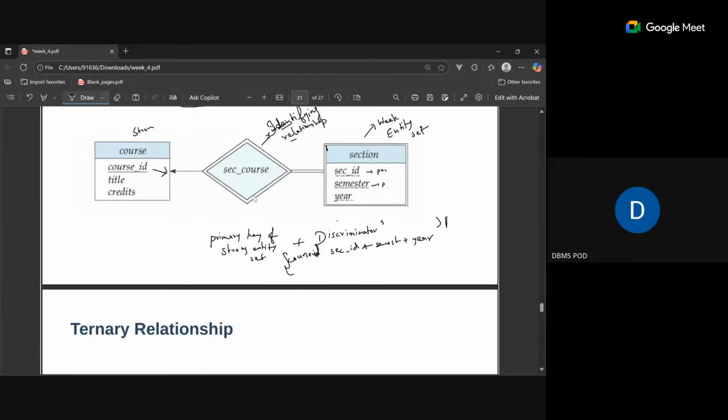And the relationship which exists between a weak entity set and a strong entity set, we call it an identifying relationship. And again, it's represented as a double diamond. And this is again a total participation. Why should it be total participation? Because a weak entity set cannot exist independently, as I said. That's why it has total participation. Every section should have at least one course. Now I think it's all clear about weak entity set.